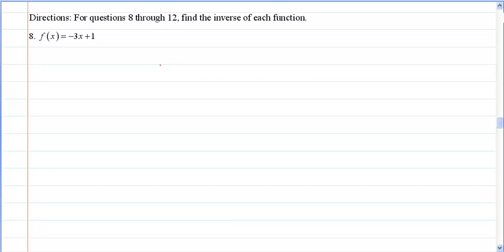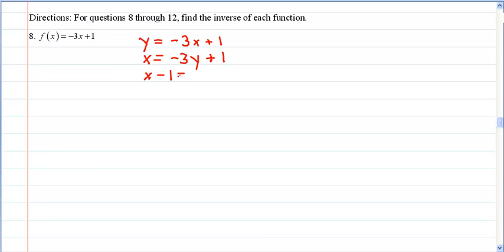So now, for numbers 8 through 12, we will actually find the inverse. So number 8 is the same equation as number 1, where we knew that it had an inverse. Now we're just going to find the equation. So I start by writing this as y equals negative 3x plus 1, and I interchange x and y so that I have x equals negative 3y plus 1, and I solve for y. So I subtract 1 from both sides.